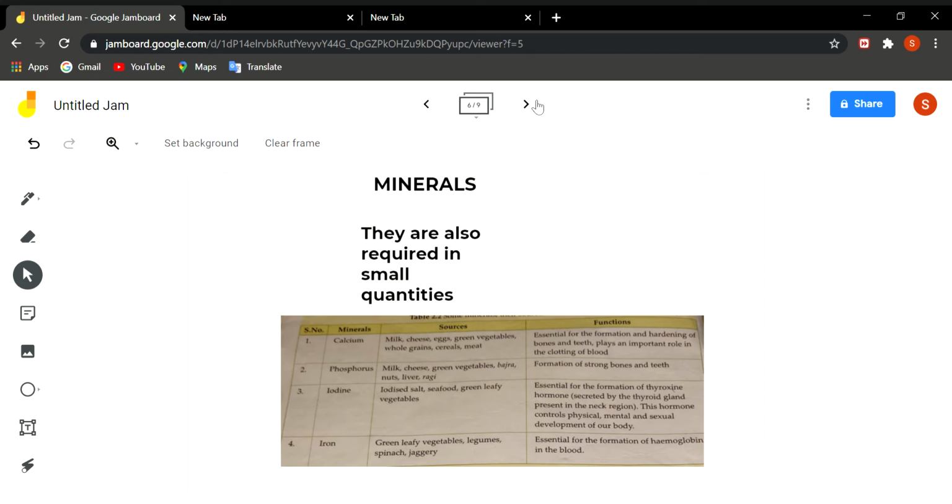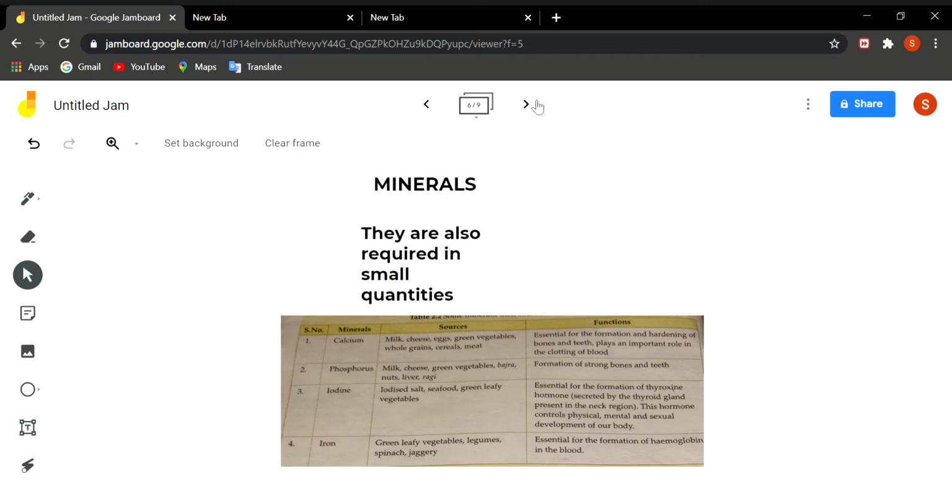And what is the function of iodine? It is essential for the formation of thyroxine hormone, secreted by the thyroid glands present in the neck region. This hormone controls physical, mental and sexual development of our body.